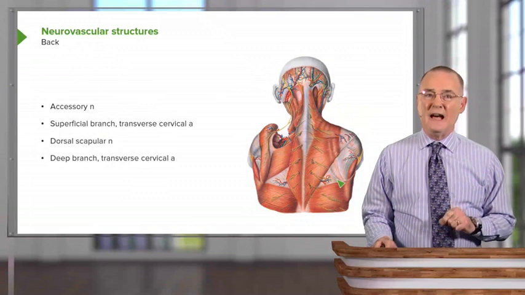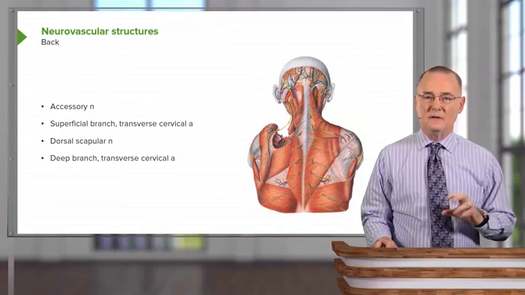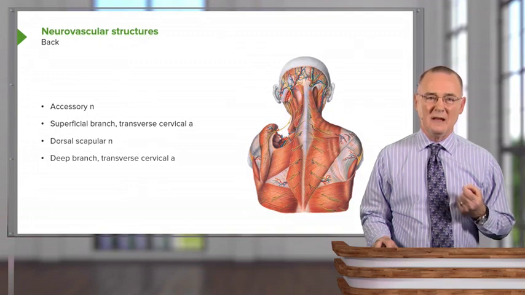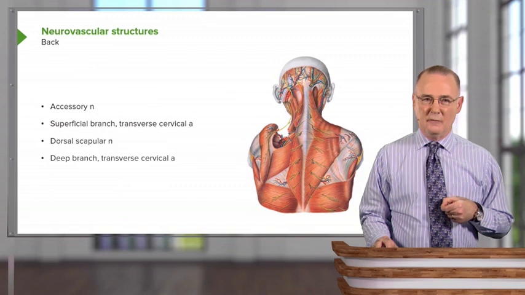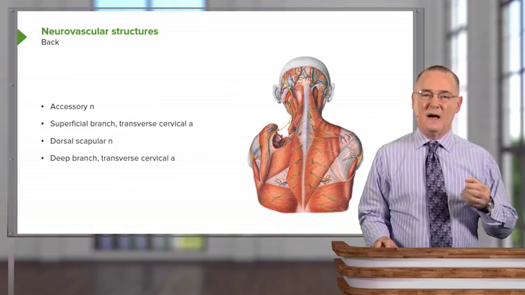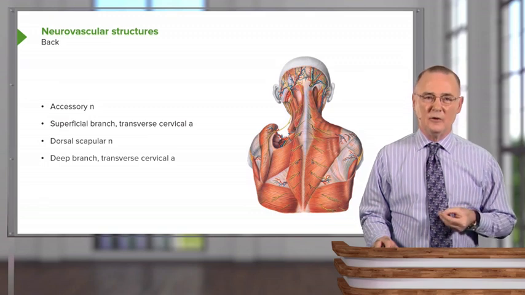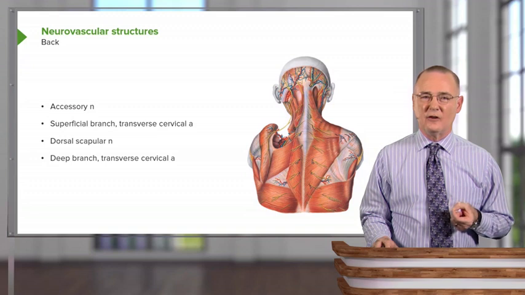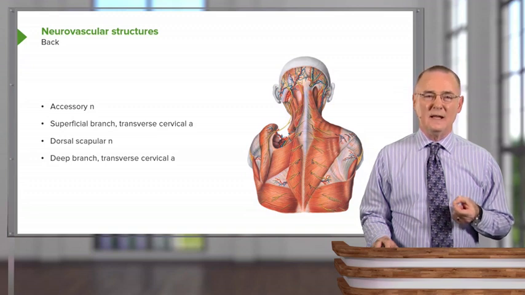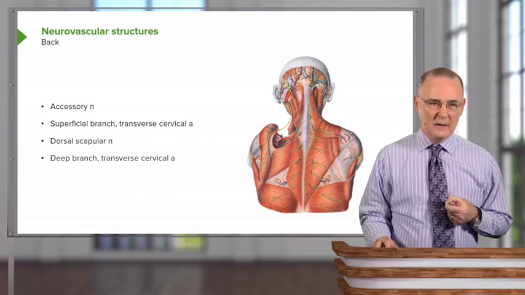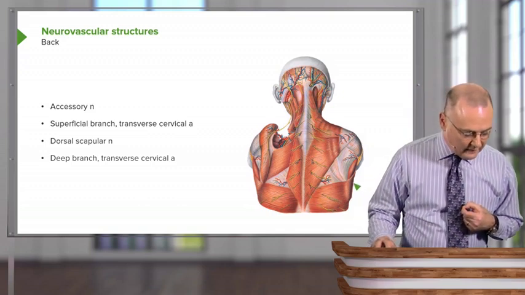Some additional neurovascular structures that relate to the back that we've talked about previously would be the accessory nerve and the dorsal scapular nerve. And then we have a couple arteries that we have not talked about yet, but want to introduce at this point. That would be the superficial branch of the transverse cervical artery and the deep branch of the transverse cervical artery. So let's take a look at what is depicted here.